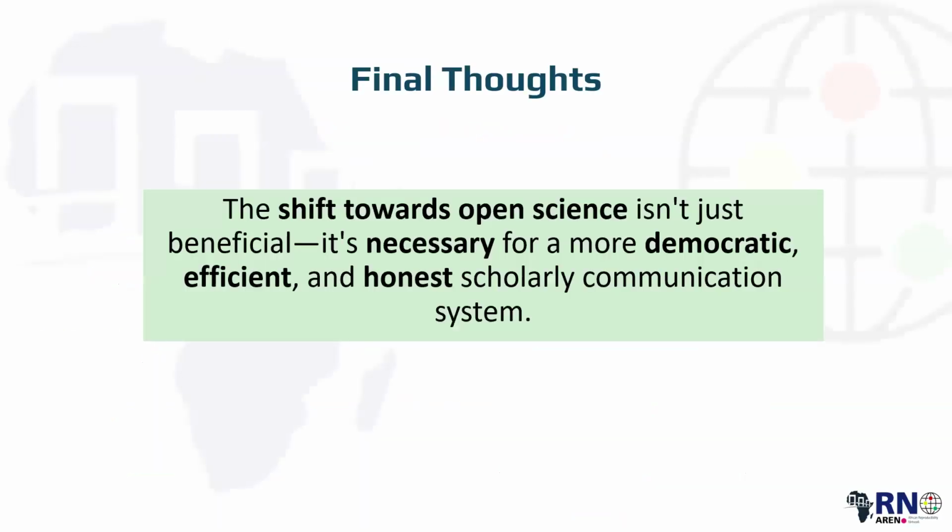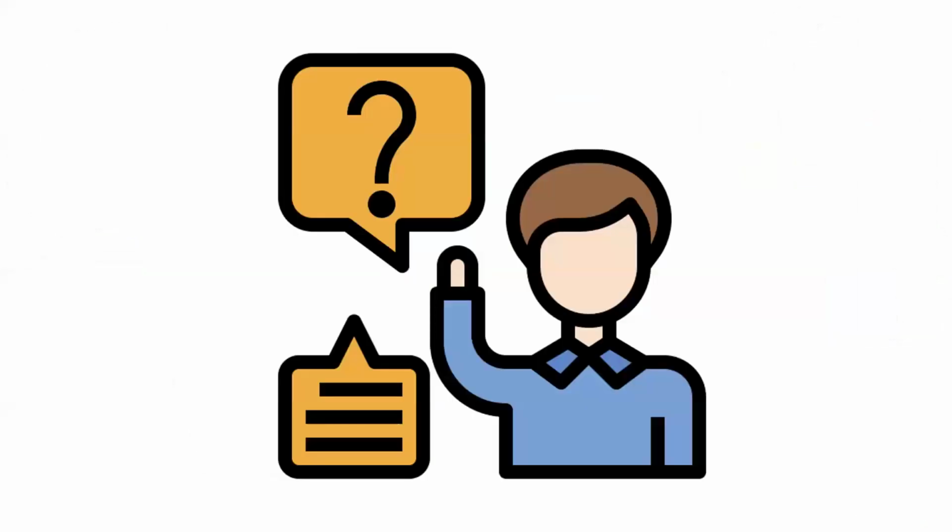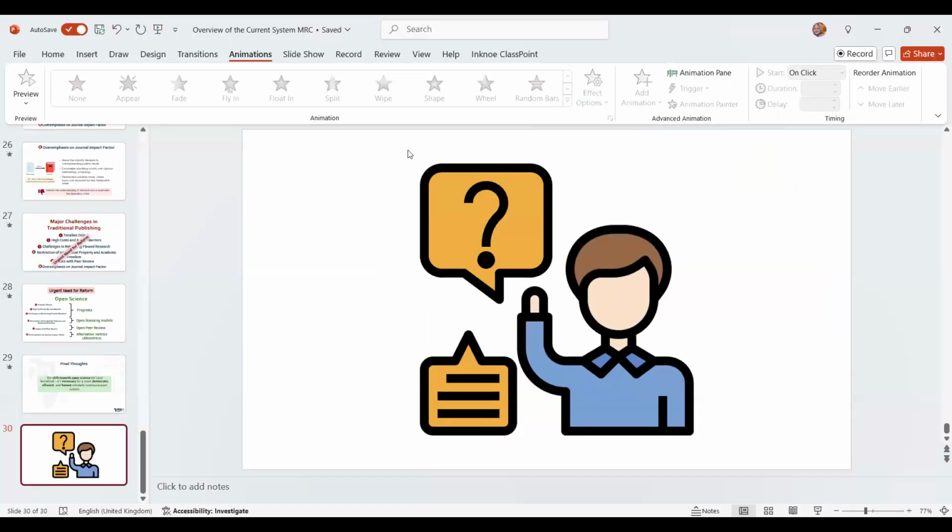So final thought is that the shift towards open science isn't just beneficial, but it is necessary. It is necessary for a more democratic, efficient, and honest scholarly communication system, which is a system that we hope to achieve one day. And by that, I come to the end of my presentation. So I'm open if there are any questions or feedback.